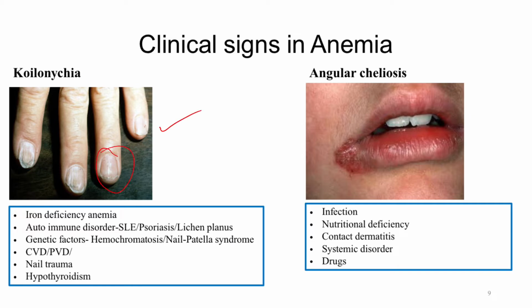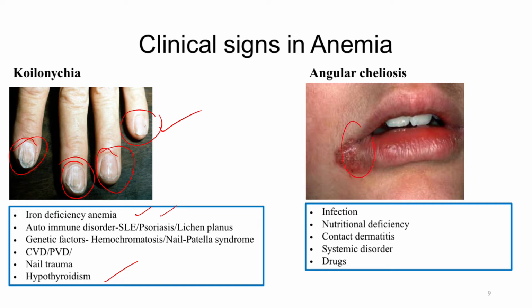Here we see spooning of the nails. It is called koilonychia, and it is very common in iron deficiency anemia. However, autoimmune disorders like SLE, psoriasis, lichen planus, genetic diseases like hemochromatosis, nail patella syndrome, CVD or PVD, nail trauma, and hypothyroidism can also present with features of koilonychia.